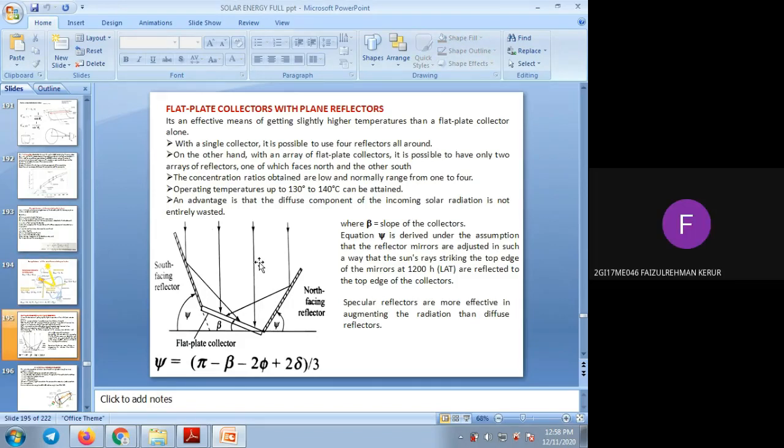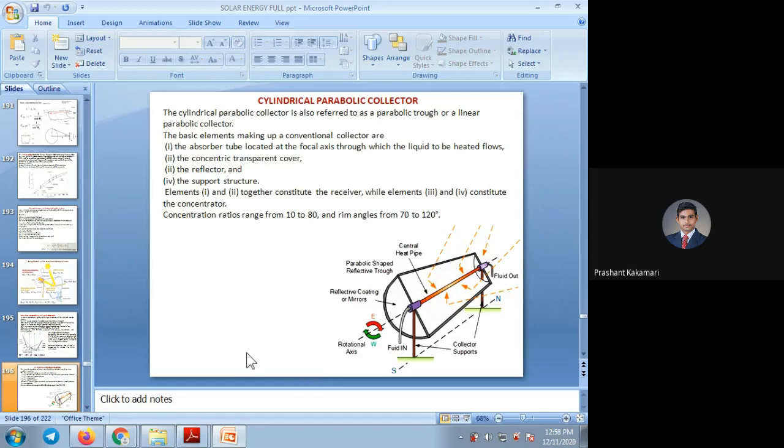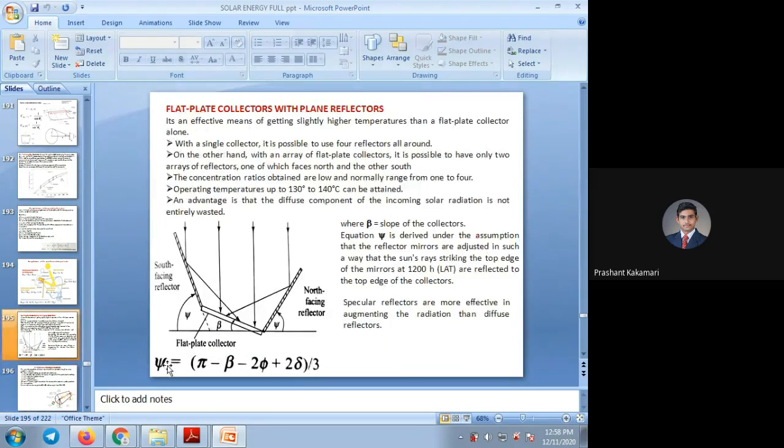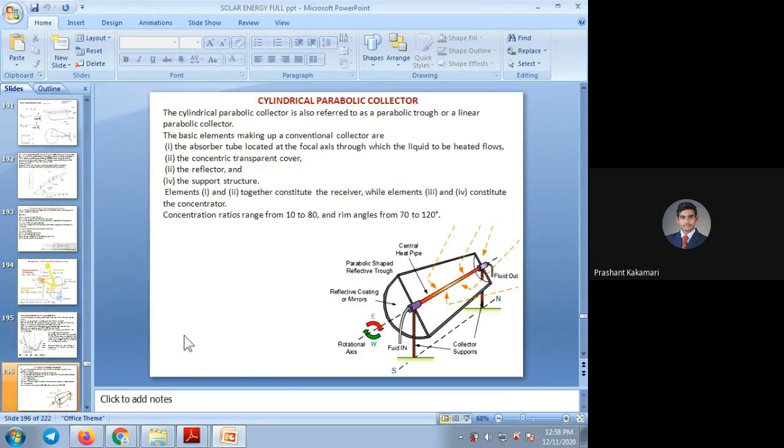And how to convert a simple flat plate collector to a focusing or concentrating type of collector. In this example, we discuss only this extra angle, that is psi. The psi angle is for the reflector plate. So for the reflector plate, what angle is to be maintained so that maximum efficiency can be achieved. But here to find the angle we have one equation, and we are not finding the efficiency using this psi. That is not at this level.